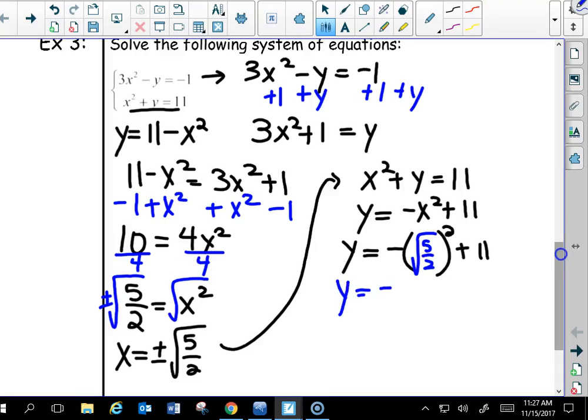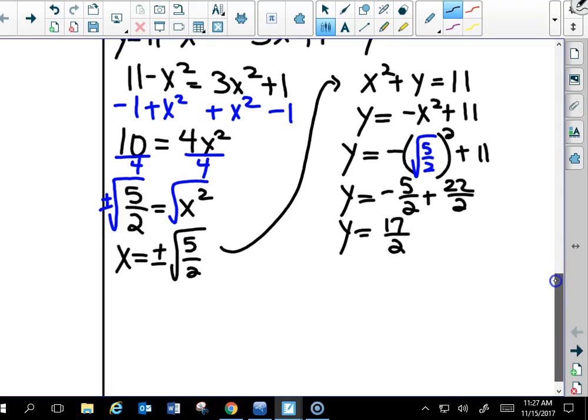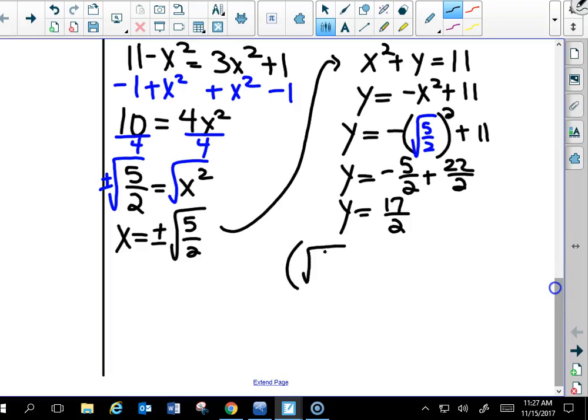All right, let's finish solving. The square root of 5 halves, all squared, just gives me 5 halves. So we get y equals negative 5 halves plus 11, which is 22 halves. So negative 5 plus 22, y equals 17 halves. So our two solutions to this problem are square root of 5 halves and 17 halves, and negative square root of 5 halves and 17 halves.